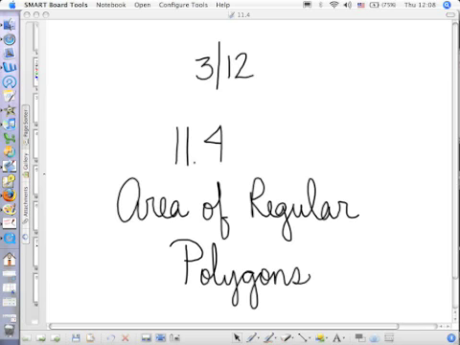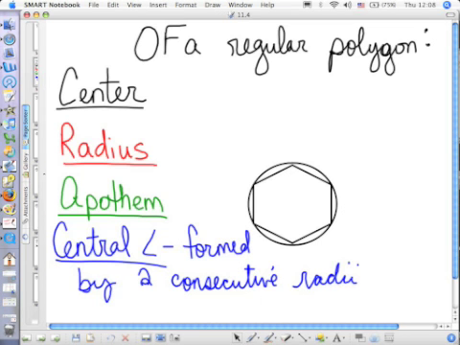Okay? All right, well, the first thing you need to know is when we are talking about a regular polygon, let's refresh our brains. What does it mean to be regular? All the sides equal each other, and all the angles equal each other.